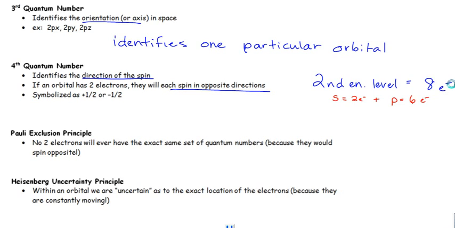If you just tell me that the electron is in the second energy level, that's great. It narrows it down to 1 of 8 electrons. Is it in an s orbital, a p orbital? I don't know. There's a maximum of 8 electrons that can fit in the second energy level.